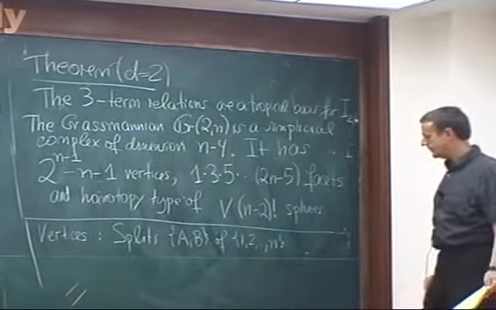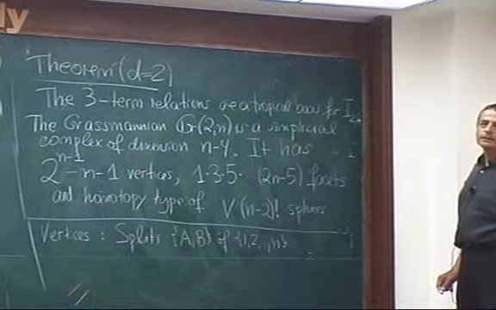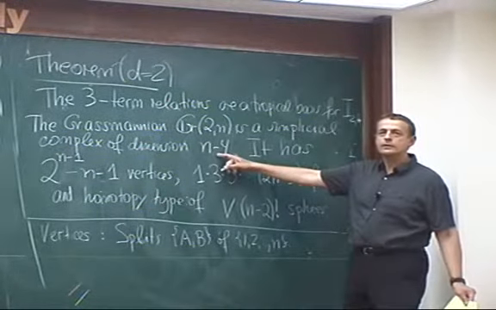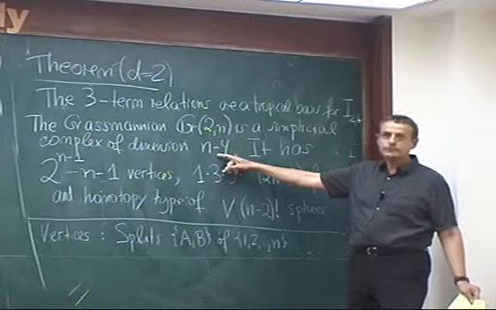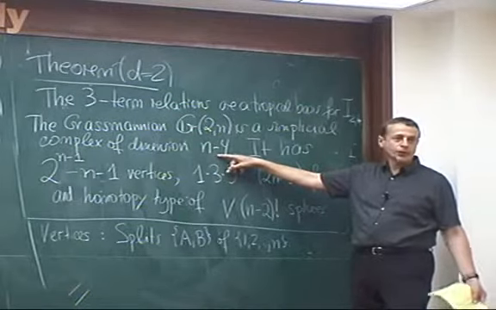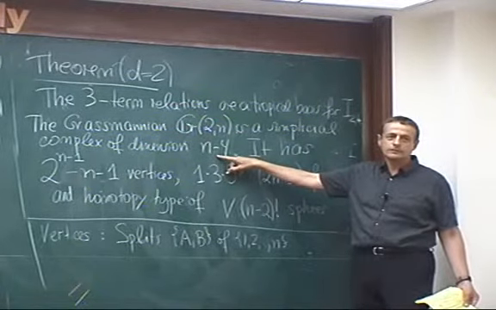Question? Pardon me? Oh, the sphere, it's of that dimension, n minus 4. So it's a pure simplicial complex, and so it's gotten by gluing spheres of that dimension, n minus 4. Okay?